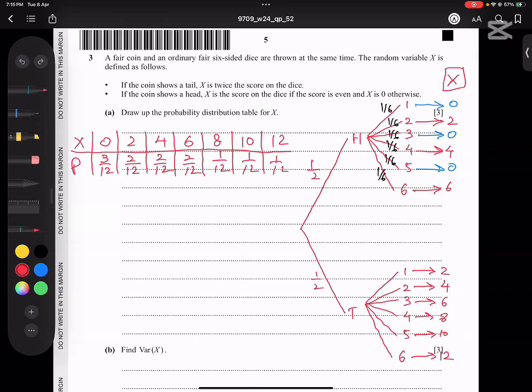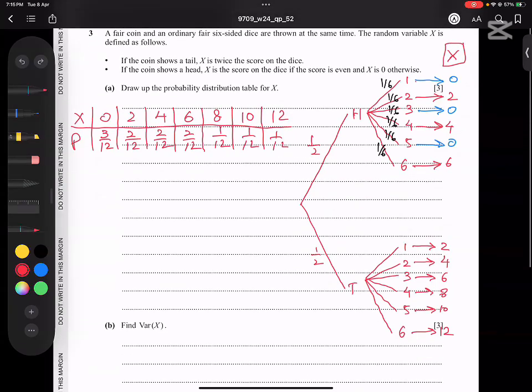12 by 12 is 1, because the sum of all the probabilities must be 1. So I hope this concept is very clear. And let's talk about the variance. You know, students, the variance formula we have: E of x square minus E of x whole square.